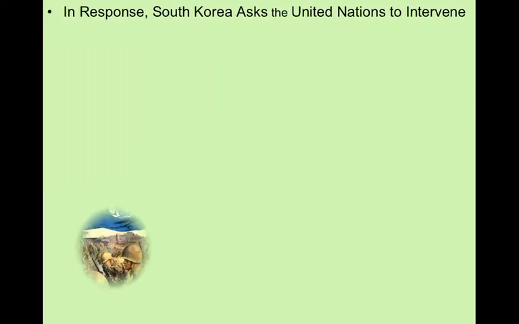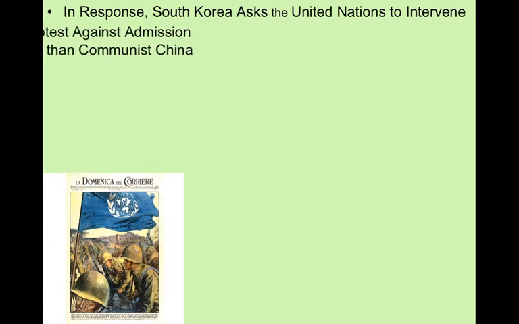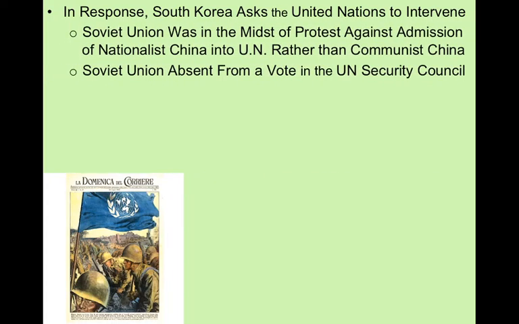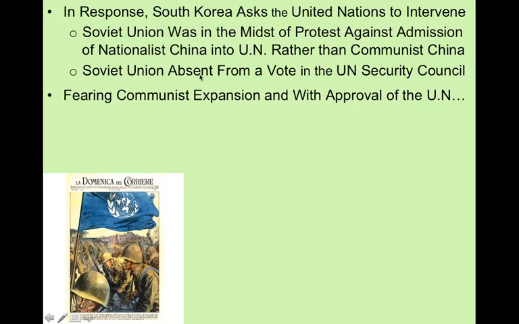Now, in response, South Korea asked the United Nations to intervene. This is the first time that we are going to see the United Nations get involved in a conflict. And that happens because the Soviet Union abstains from the vote. They were upset that nationalist China was in the UN and not communist China. So they were having a hissy fit. And without them there to veto, the United Nations approves action by the United Nations into Korea.